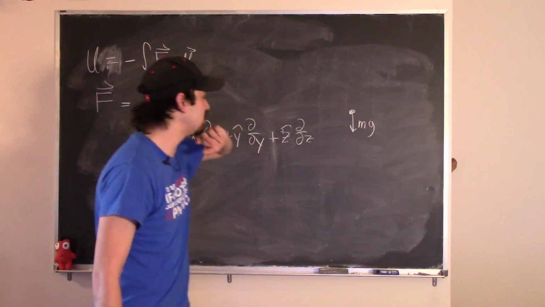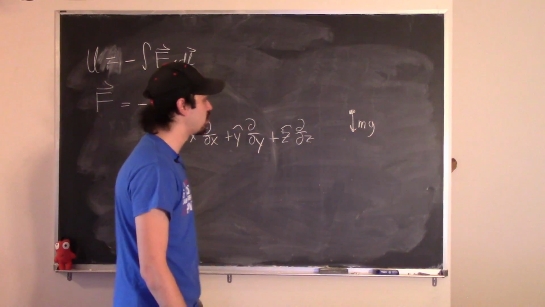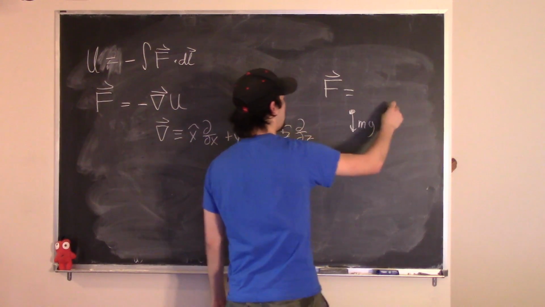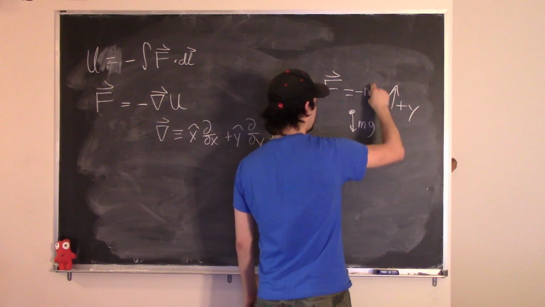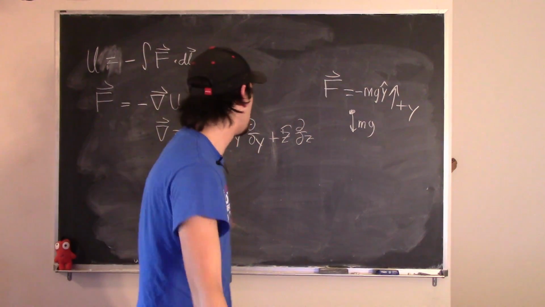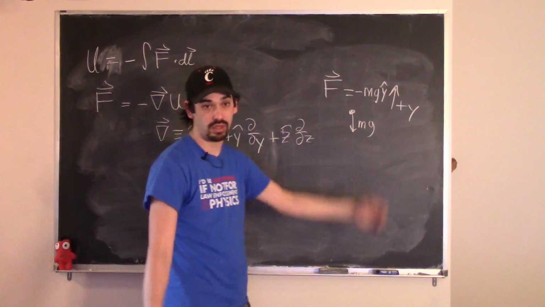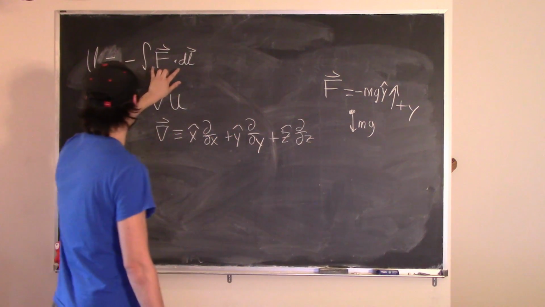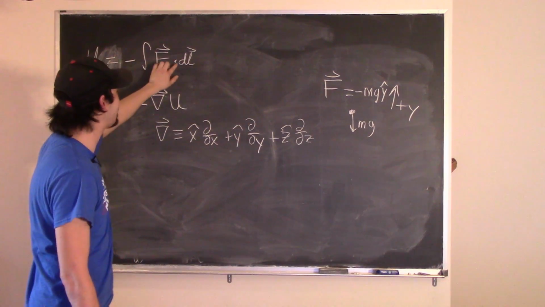So if I have this mass that's in the presence of gravity, I can draw this free body diagram. And so this is just going to be the force. And if I say that this is the positive y direction, the force is going to be minus mg y hat. So what we'd like to do is calculate what the potential energy is. And what we're going to get out of this is something that's very familiar to you. So in order to do that, we want to use this equation that says the potential energy is equal to the minus integral of F dot dl.